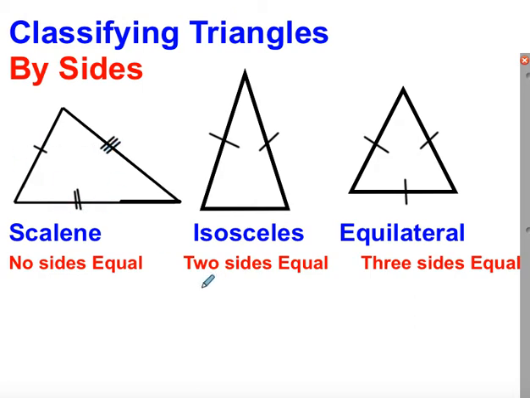Something to think about is, based on their sides, we also know something about their angles. If all three sides are equal, then the angles are equal. Okay. If two sides are equal, then two angles are equal. If none of the sides are equal, then all of the angles are different. Okay. All of those angles are different.